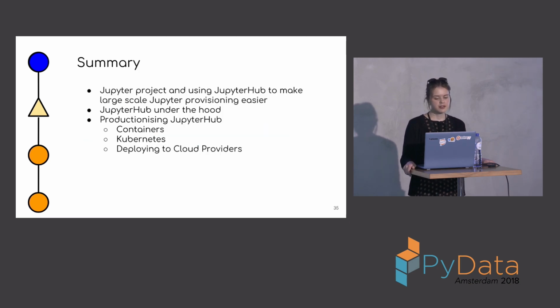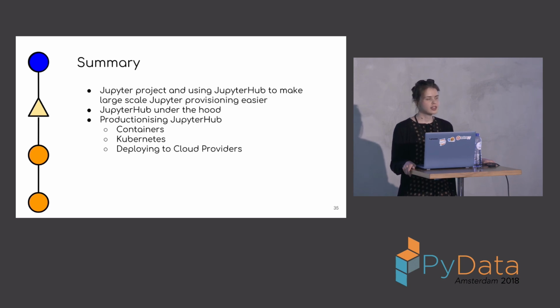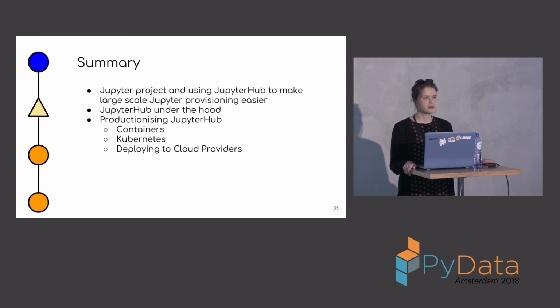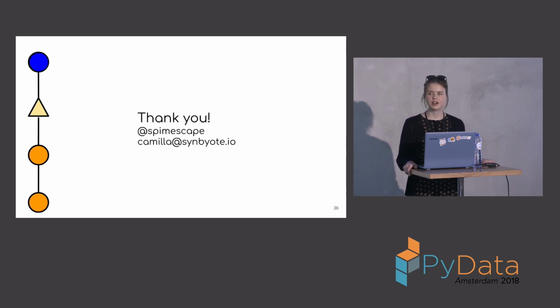So in summary, we've seen what the Jupyter project is, what the ecosystem is, and how to make it easy for you to provision large-scale JupyterHub deployments with JupyterHub. We've taken a look at some of the things that go on in JupyterHub under the hood, and also the infrastructure components such as containers, Kubernetes, and others that make it very easy for us to deploy JupyterHub in the cloud. So I believe I'm doing okay for time, and there is time for questions. This is all I had, and I'll be happy to take your questions now or through email.